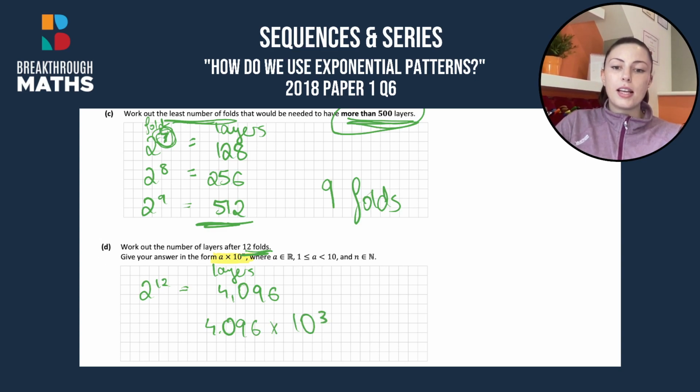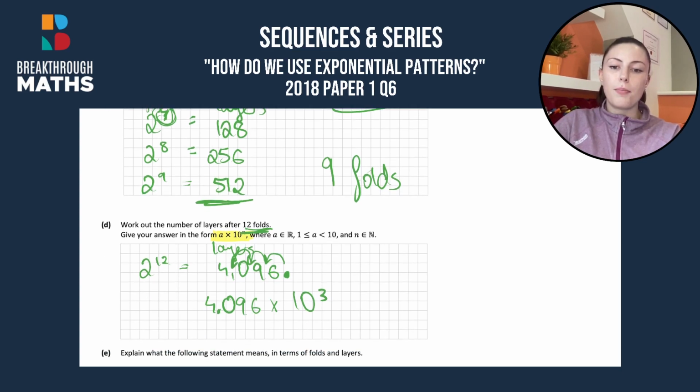Now all this is doing is moving the decimal. So instead of having it after the number, it's moving 1, 2, 3 places. So we have 4.096 multiplied by 10 to the power of 3. If you multiply by 10 to the power of 3, it moves the decimal place on 3 points and you get back to 4,096. So that's all you're doing there with your original answer.